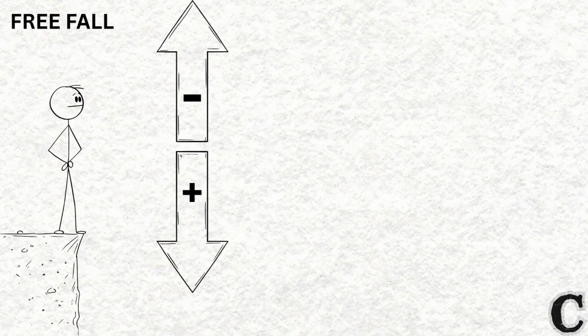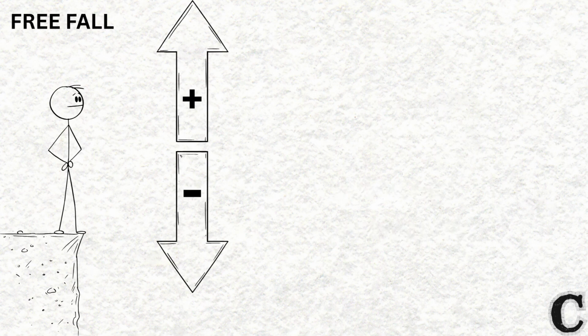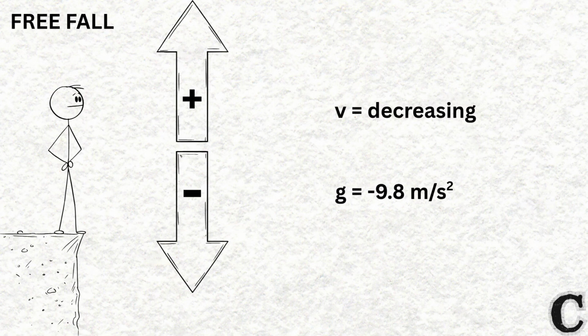Let's start with the case of free fall. Imagine you drop a ball. If you call downward positive, then gravity is plus 9.8 meters per second squared. Velocity increases in the positive direction. If you call upward positive, then gravity is negative 9.8 meters per second squared. Velocity decreases in the positive direction. Same physics, same final answer, just different signs. The key? Stick with the choice you made at the start.